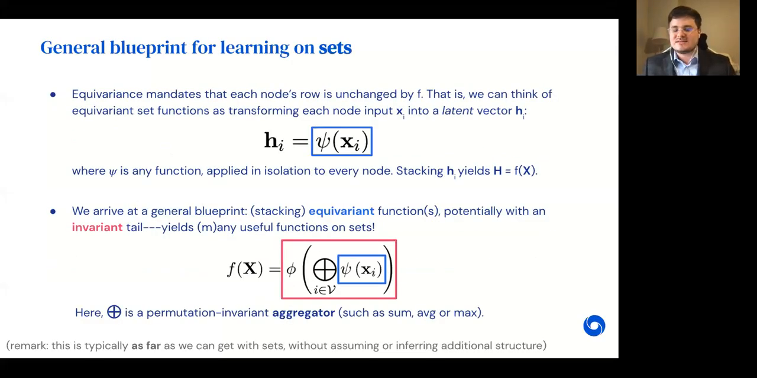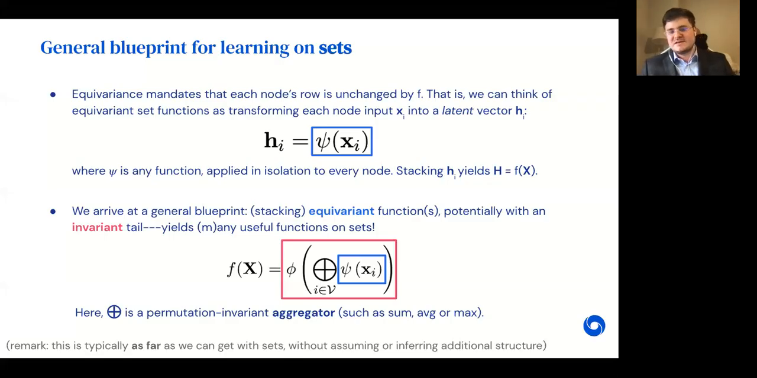Now, with this, we can say that equivariance mandates that every node's row remains unchanged after I apply this function. And we can think about it basically if we focus on the function as operating row-wise. This will be a very important perspective when we move to graphs. So we can think about permutation equivariant functions on sets as these psi functions that are independently in isolation applied to every node i, giving us latent vectors h_i. And once you stack the h's, you can get a latent space matrix H, which represents the features in each of your nodes once you've applied the transformation.